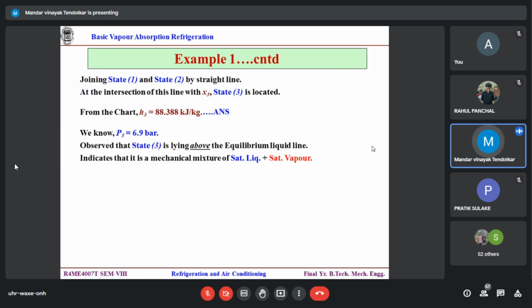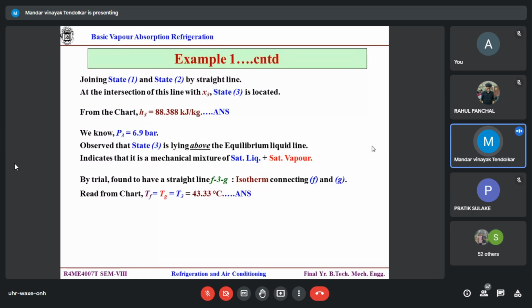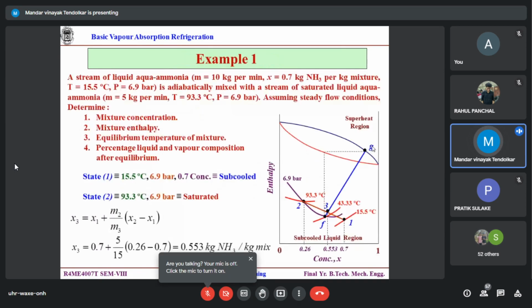Fine. So we did the same thing: trial and error, F3G as our isotherm. Then we read the temperature corresponding to F. And whatever you got, 40, 41, 42, 43, 45, whatever it is. Fine. Now the last part asked is about the percentage of the liquid and vapor.